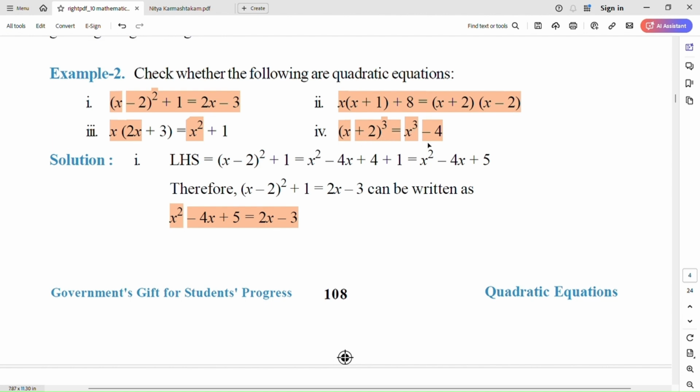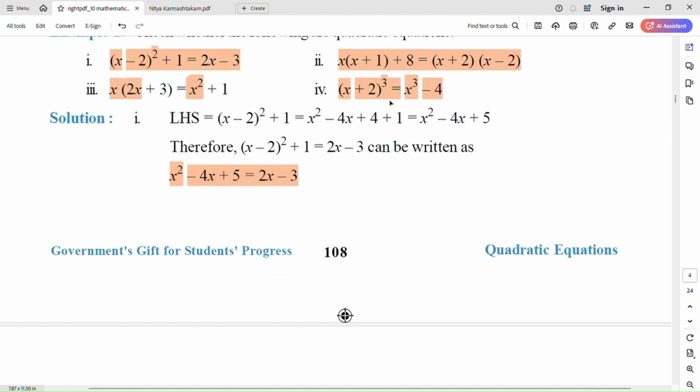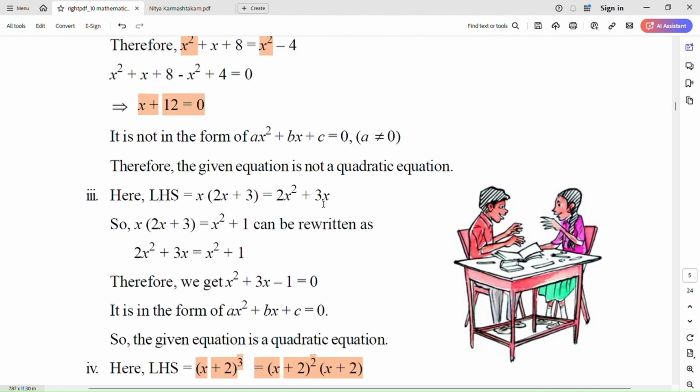And there is no other x square term anywhere. Only from this x plus 2 whole cube you will get a x square term, that is 3x square into 2 basically, that is 6x square you will get. So that cannot be cancelled by any other thing because there is no other x square term. Okay, so this is a quadratic equation because cube term gets cancelled.